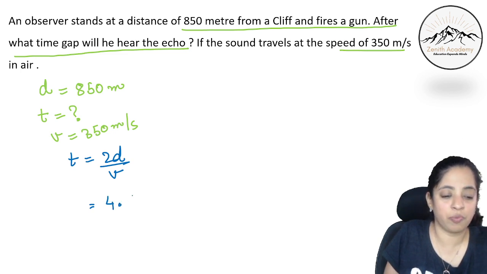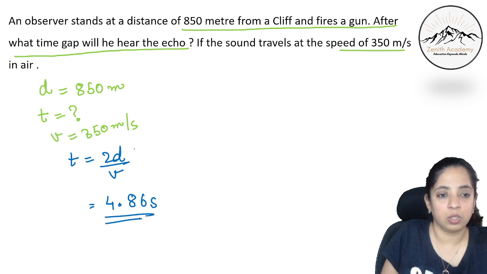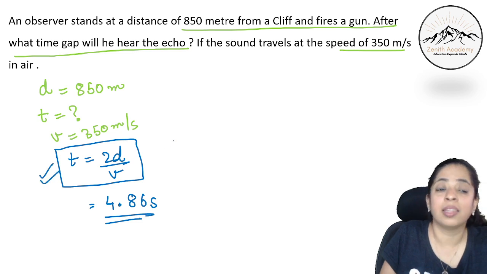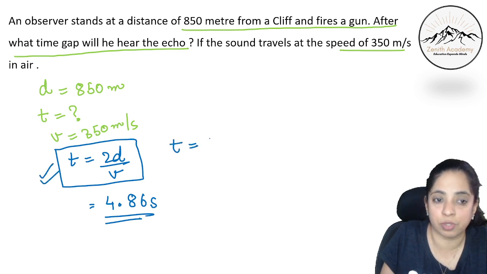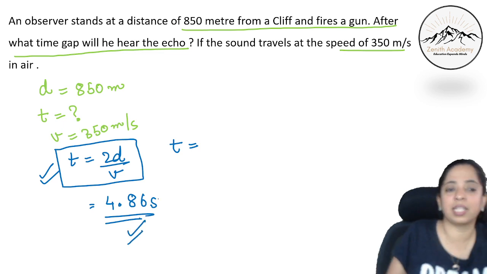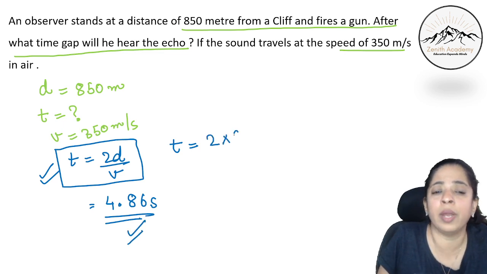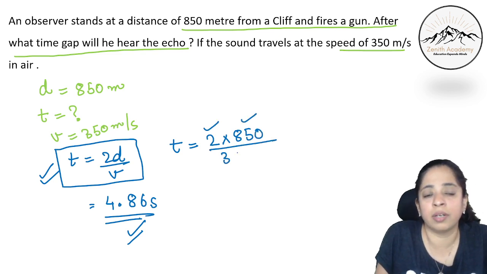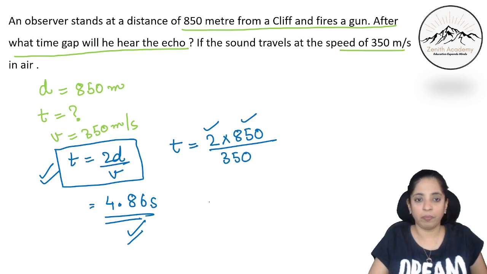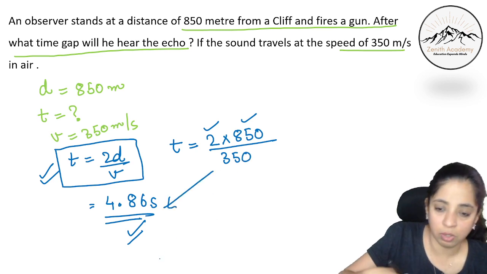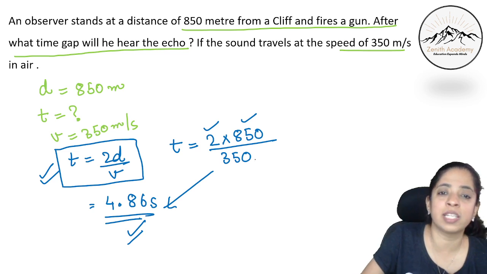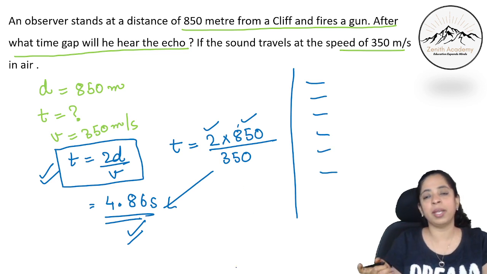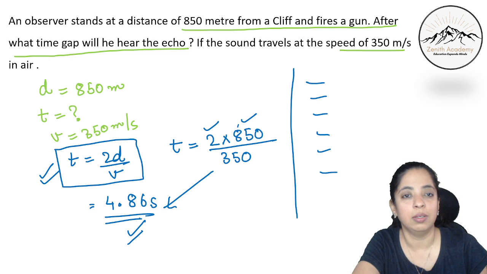After you have solved, this is 4.86 seconds. Also, children, remember the formula: there are marks for the formula and marks for the substitution of values. So don't do everything in rough and write like this. You have to write 2 into 850 upon 350. Just don't multiply and write. Then you can show the answer directly. But it is always advisable to do the rough work on the same page where you are solving this. I've already made a video on paper presentation, so you know.